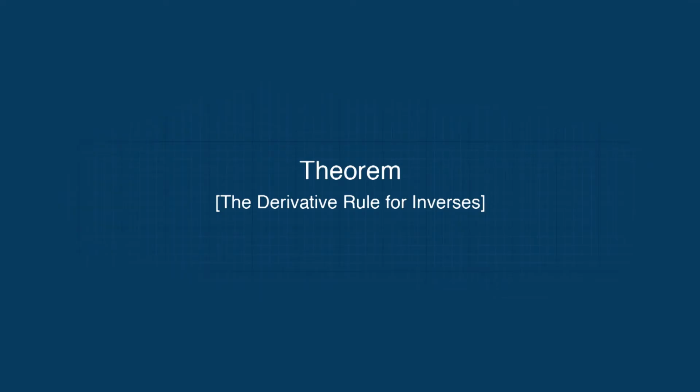We have to impose some mathematical conditions on f to be sure that this conclusion holds. We state the conditions and the conclusions in the following result. Theorem: derivative rule for inverses. If f is a one-to-one function that is differentiable at every point on the interval I, and df by dx is never 0 on I, then f inverse is differentiable at every point on the interval f of I.